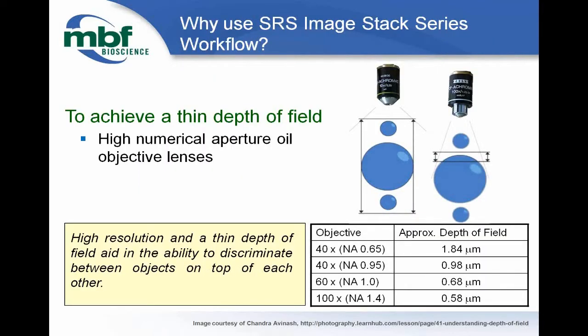In order to discriminate one or multiple objects in tissue, we must use objectives with the ability to focus with a very thin depth of field. To achieve this, we must use an objective lens with a high numerical aperture. Use of a 60x or 100x oil objective is critical to stereological analyses where the discrimination of two closely spaced objects is required. An objective lens with a numerical aperture of 1.0 or 1.4 will allow the user to make these types of discriminations. In summary, high resolution and a thin depth of field aid in the ability to discriminate between objects which may be practically on top of each other.